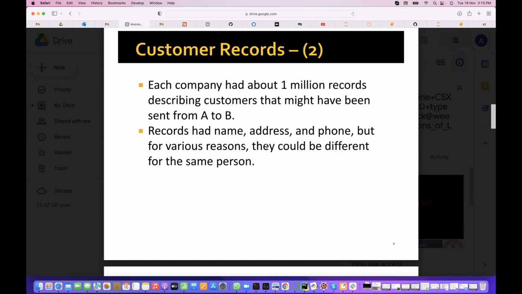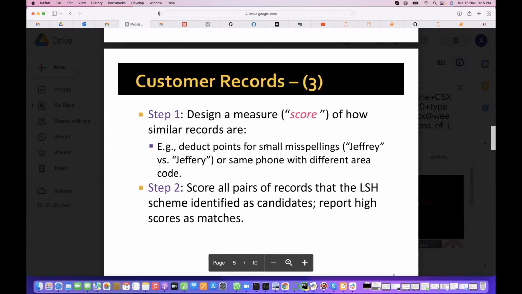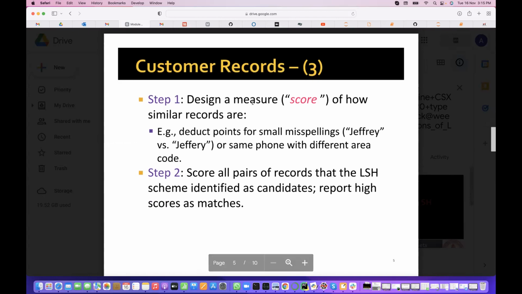So how do you do this now? That we'll see, the ideas. Step 1, design a measure of how similar records are. Anyway, later you will verify by getting more details. If address is same and name is same, then at least at first, these are potentially the same records, right? Referring to the same entity.